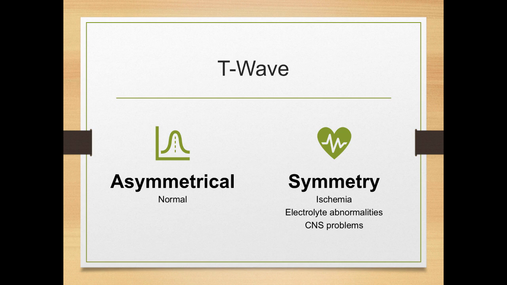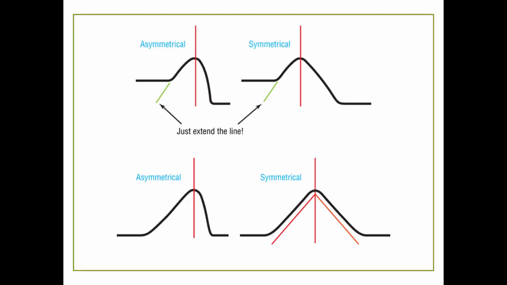If we have a symmetrical T wave, then we're running into issues, running into problems. We might have some cardiac ischemia. We might have some electrolyte issues, specifically potassium issues. And we also see symmetrical T waves with central nervous system, intracranial hemorrhage, increased cranial pressure problems. So our T waves should be asymmetrical. It doesn't matter where the ST segment is, right? Our T wave should be asymmetrical.